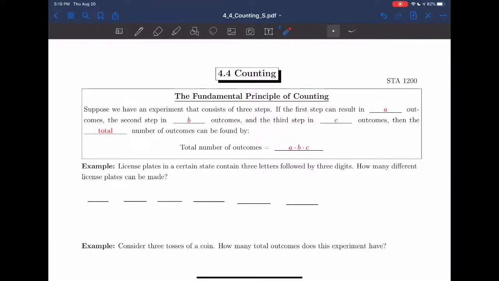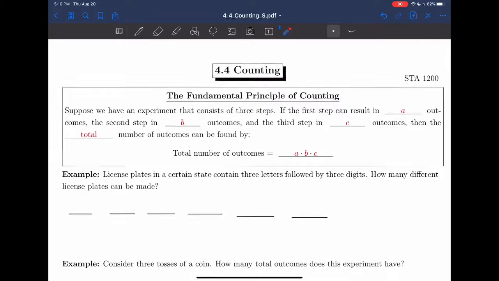In this section, we're going to go over some methods of counting and how we could use them to compute probabilities and to solve real-world problems.